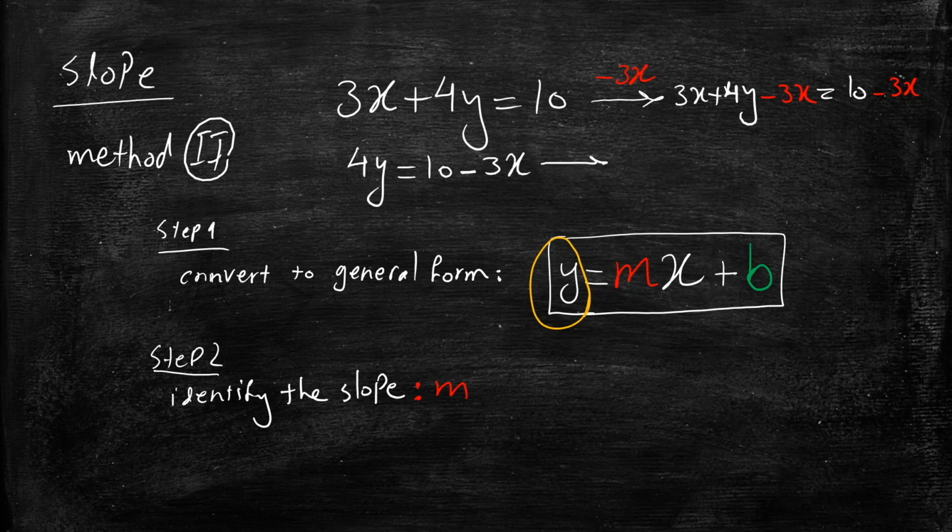Now let's divide both sides by 4. Why? Because 4 is multiplied by y on the left hand side. So let's divide both sides by 4 to cancel that 4. So we will have 4y divided by 4 equals 10 minus 3x divided by 4. All of the right hand side gets divided by 4. So this 4 on the left hand side gets cancelled.